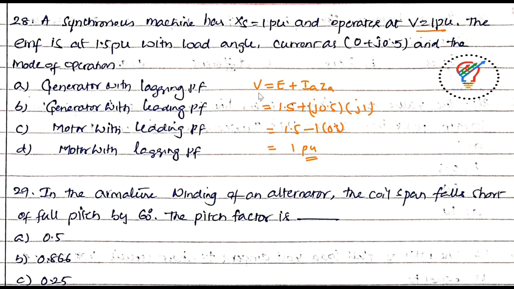But what about this condition here? V is greater than E, so this happens only in case of a motor. That means the machine is acting as a motor with a leading power factor. So the answer will be C here. Next question.